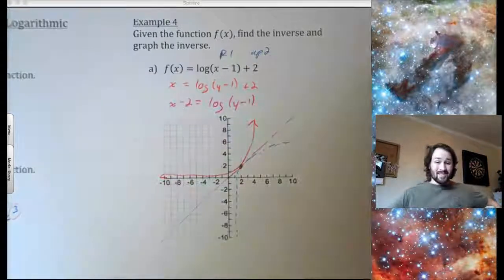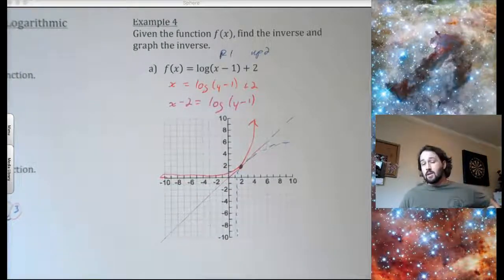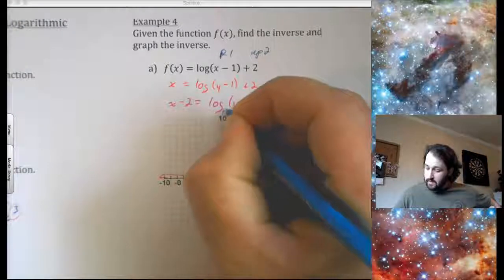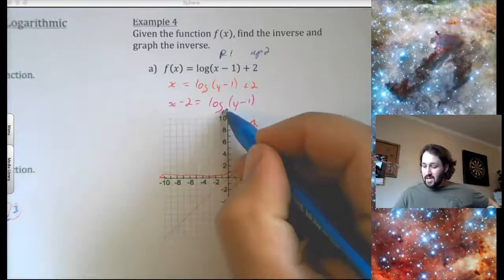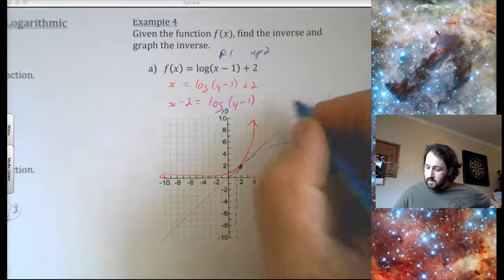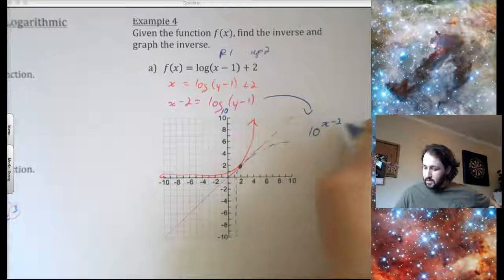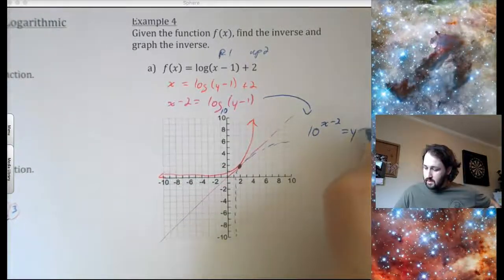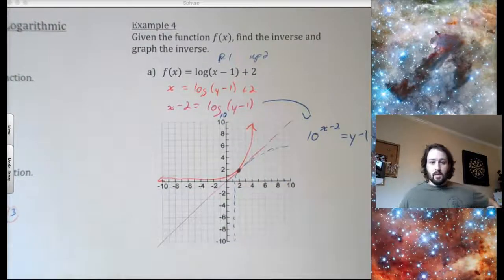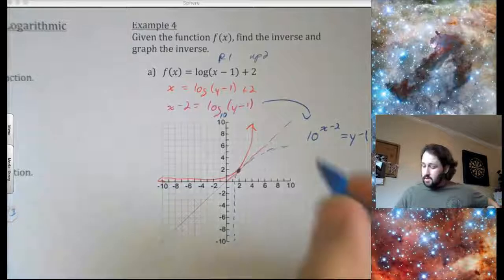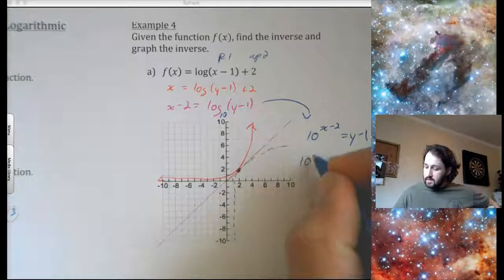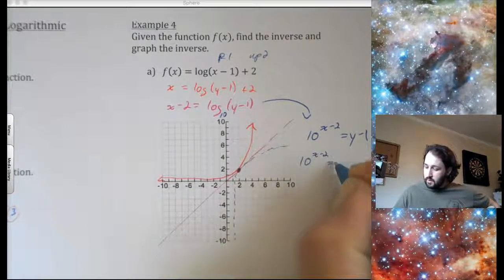So now, I'm kind of stuck in log form. So remember, when I'm stuck in log form, I'm going to rewrite in exponential form. So the way I do that is I have a base of 10 here. So I'm going to do 10 to the other side. So here, I'll write this down over here. So 10 to the x minus 2 equals the thing inside the log, which was y minus 1. Add the 1 to the other side. So I have 10 to the x minus 2 plus 1 equals y.